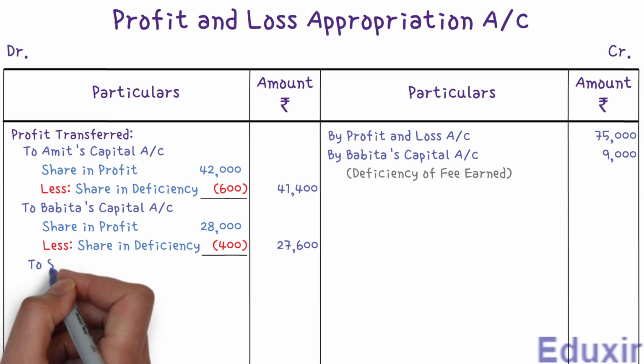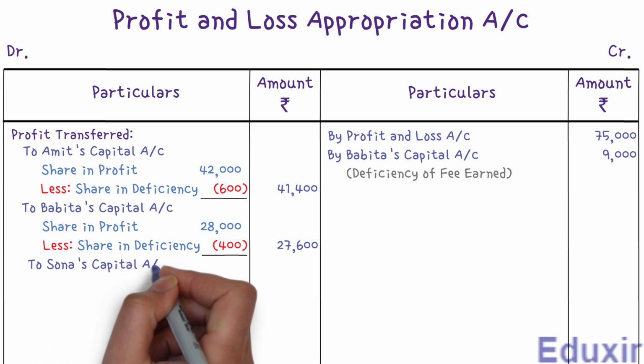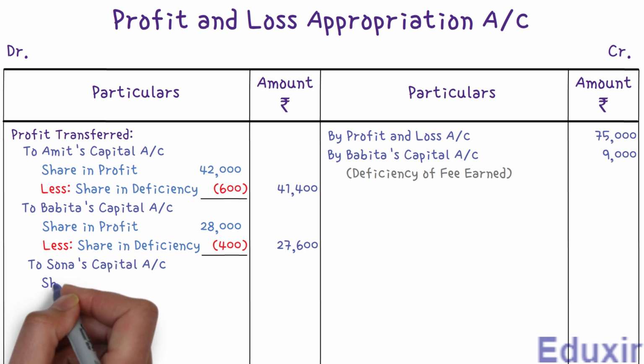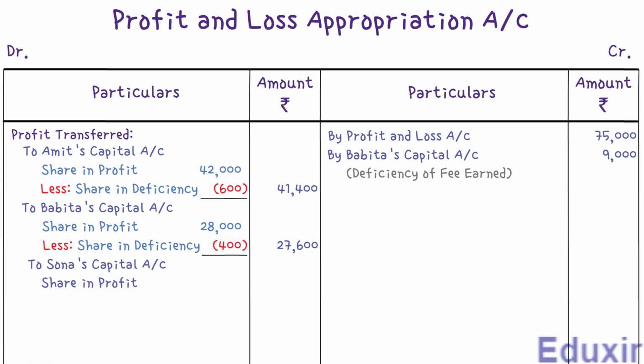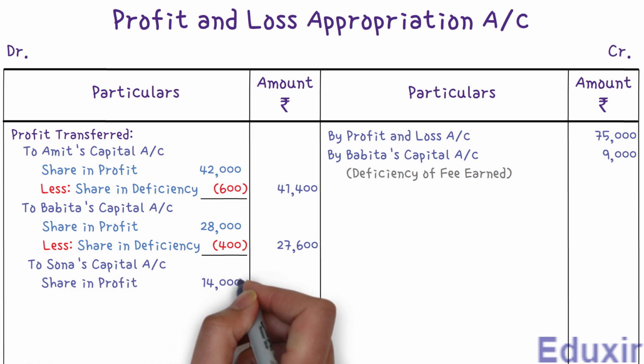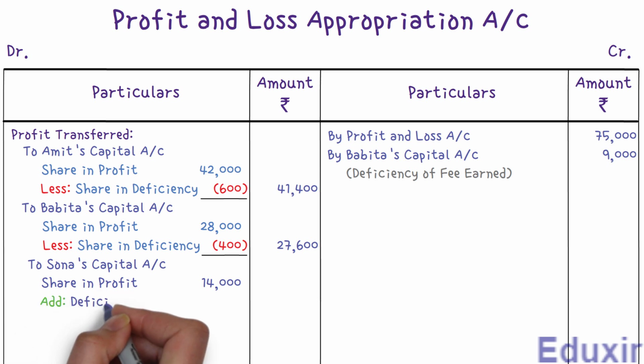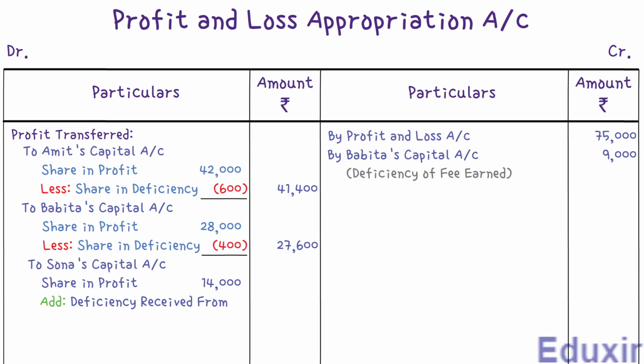Let's then write to Sona's capital account. Let's then write partner Sona's share in profit calculated as per the profit sharing ratio, which is 14,000 rupees. To this, let's add the deficiencies received from the other partners. Now the contribution to this deficiency by the partner Amit is 600 rupees. The contribution to this deficiency by the partner Babita is 400 rupees. Now to 14,000 rupees, if we add 600 rupees and 400 rupees, we get 15,000 rupees. Let's write this amount in the amount column.